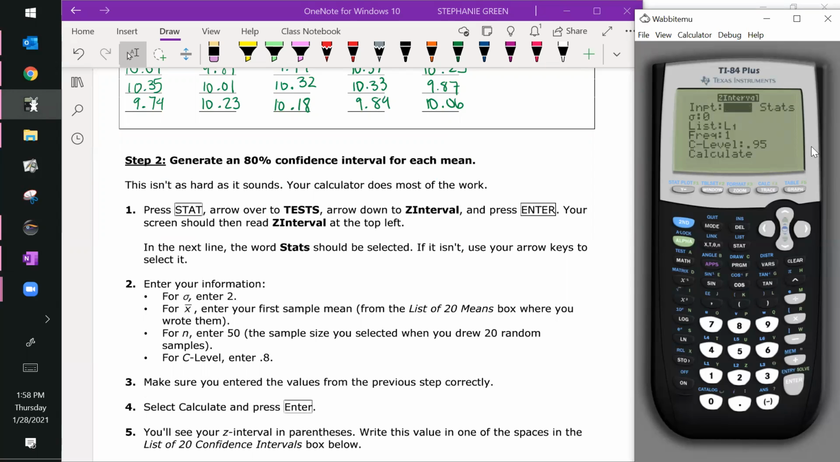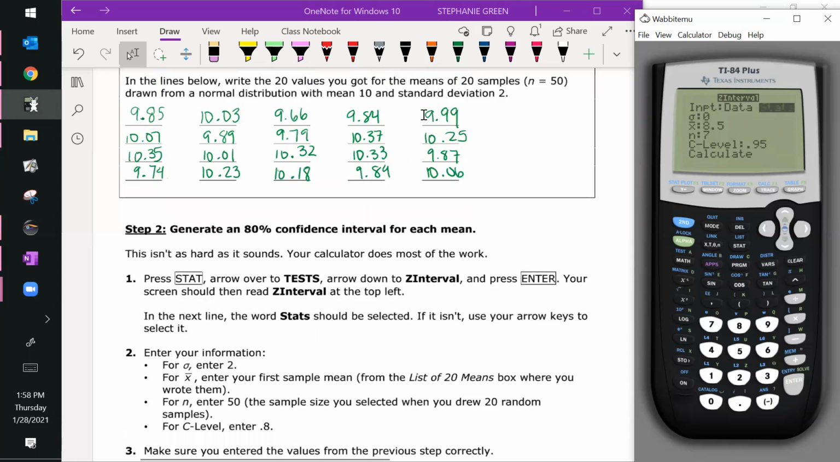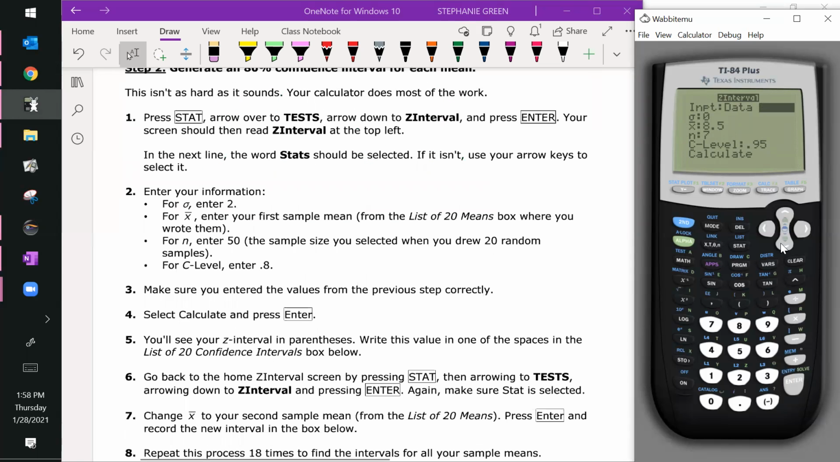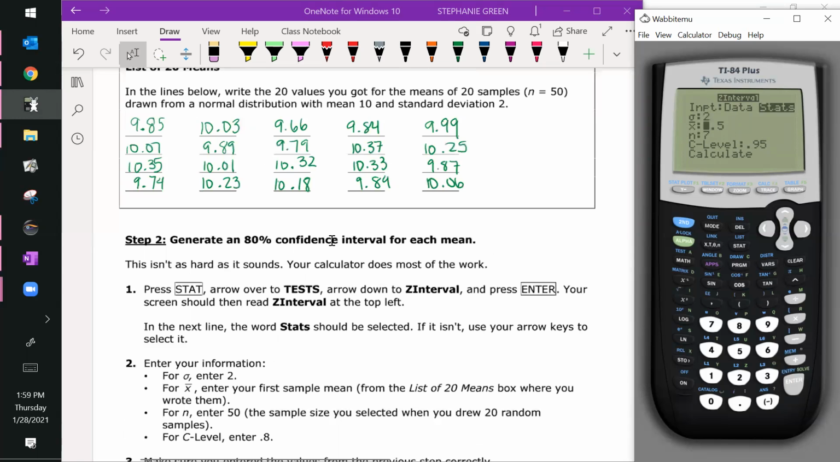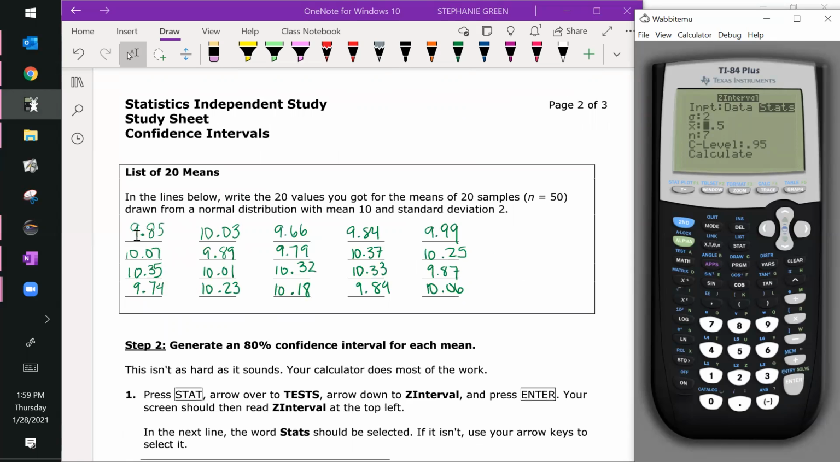And this is what you should see on your screen. In the next line, you have the words data and stats. We want to move over and choose the option stats because we don't actually have the individual data. We just have the statistics. And so now we go down and we're going to put in the numbers that we know. The standard deviation of our population was 2. The x bar is a sample mean. Of course, we have 20 different sample means. So the directions say just go ahead and pick this first one, 9.85.